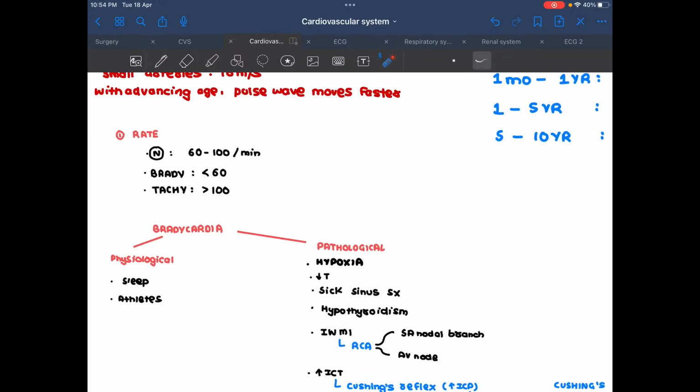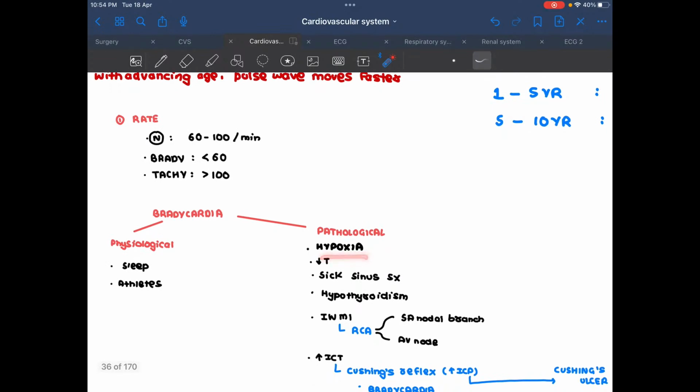So rate we already know, we can have 60 to 100 per minute. Less than 60 is known as bradycardia and more than 100 is known as tachycardia. We can see some bradycardia examples. We can have physiological, like sleep and athletes, and pathological में mainly it's hypoxia. It's central mechanisms. Hypoxia के case में hypothermia, we can have sick sinus syndrome, right? That's also known as the sinus tachy-brady syndrome. इसमें we can have different things. We can have bradycardia. Sometimes it might be associated with some amount of AV blocks as well. ठीक है, we can have hypothyroidism.